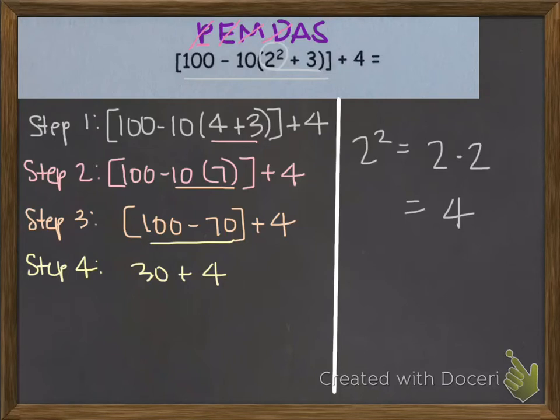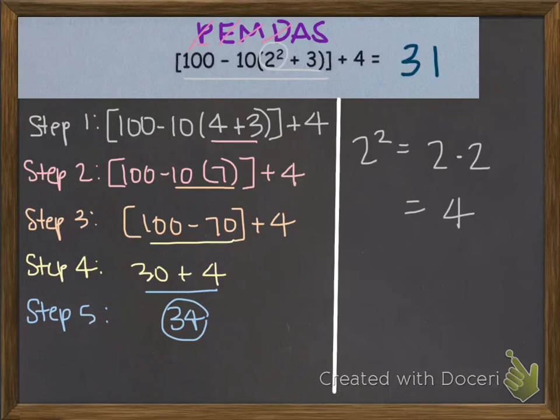So I'm going to go ahead and have one more line where I solve 30 plus 4. And 30 plus 4 gives me 34. So I'm going back up to my original problem, and I'm going to write 34, and I'm going to box it in.